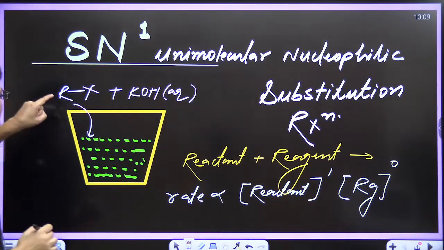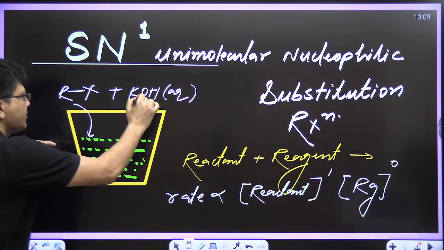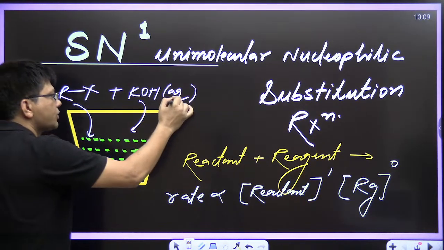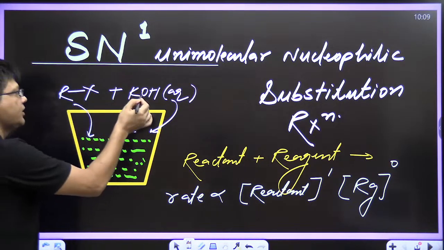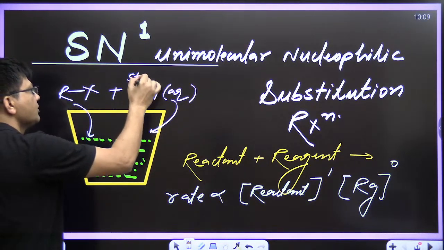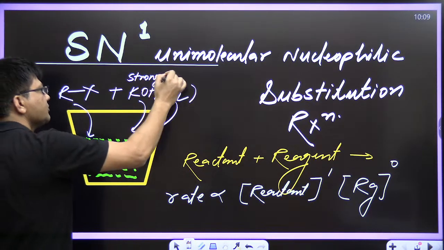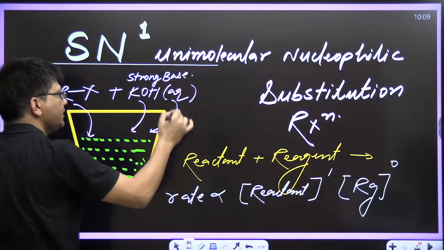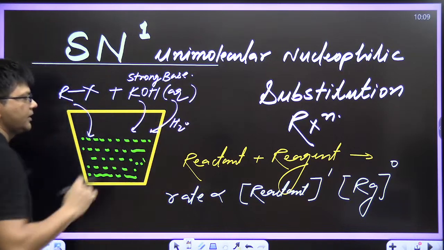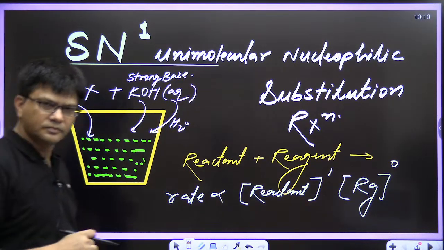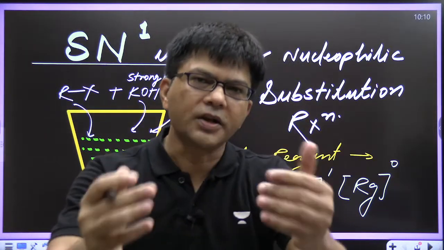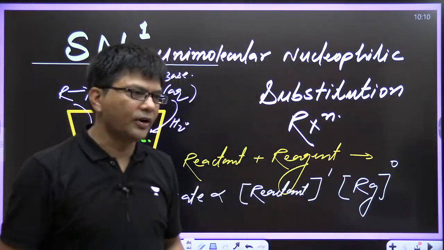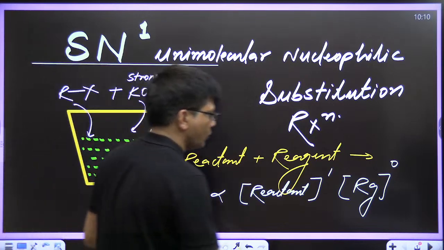Now see, if this reactant and this reagent and this water is there, how many types of entities are there? One is the reactant, one is the strong base, and another is water. Three types of entities are there, kids. Now let's see what type of reactant, what type of base, and what is the role of water in this reaction. So let me take a fresh page.